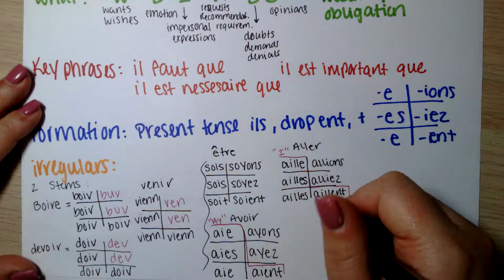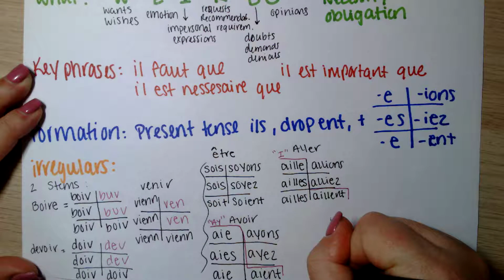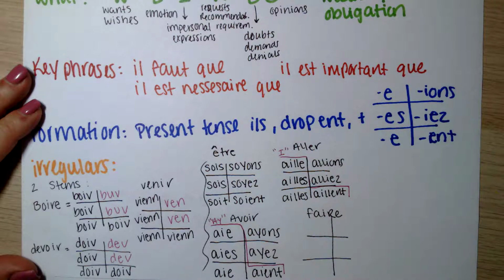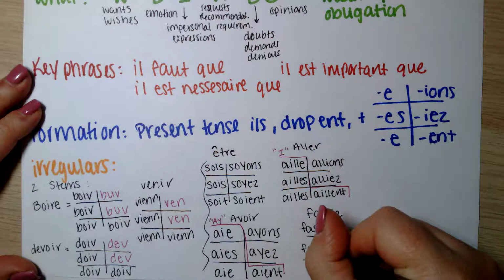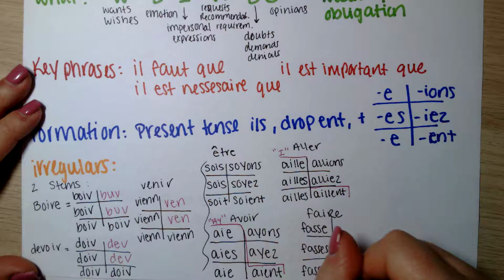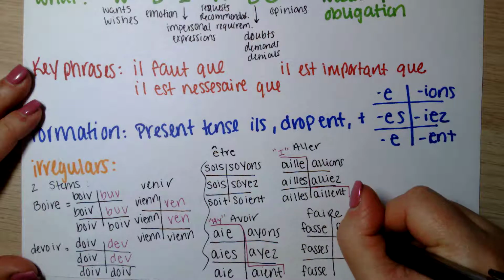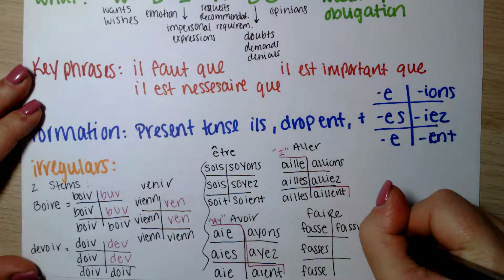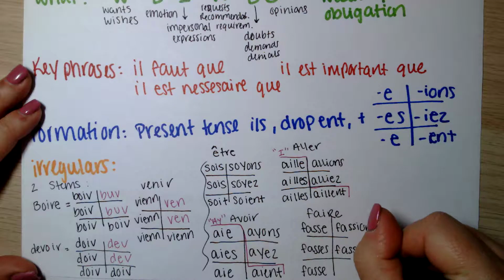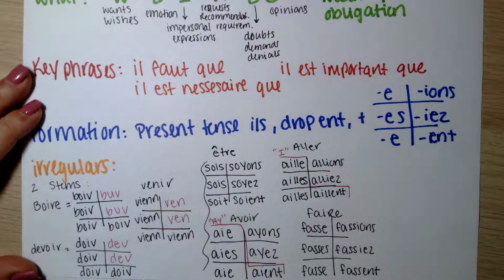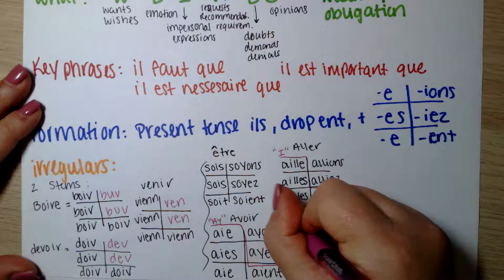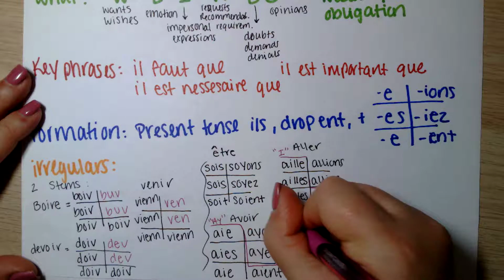All right, we've got one more verb, and that is the verb faire. The verb faire starts off with fasse, fasse, fasse, fassions, fassiez, and fassent. So these verbs are quite irregular in stems that you probably have never seen before. And everything's pronounced fasse inside that boot.